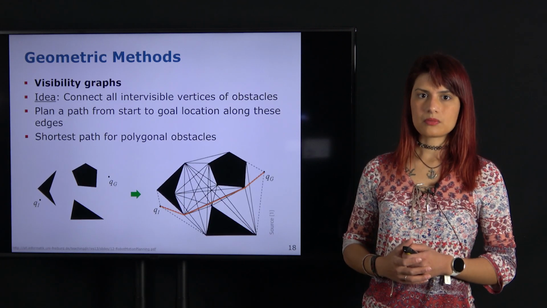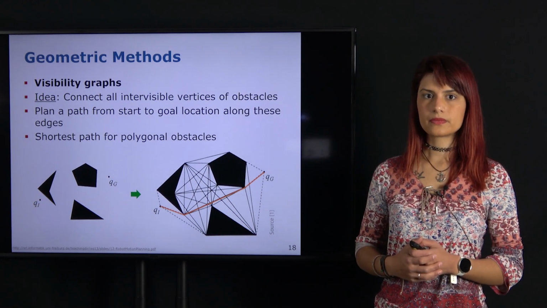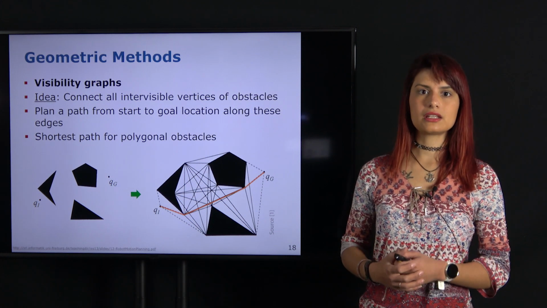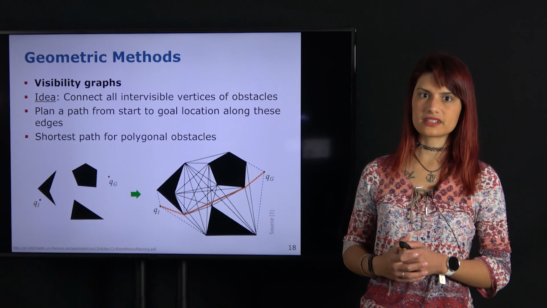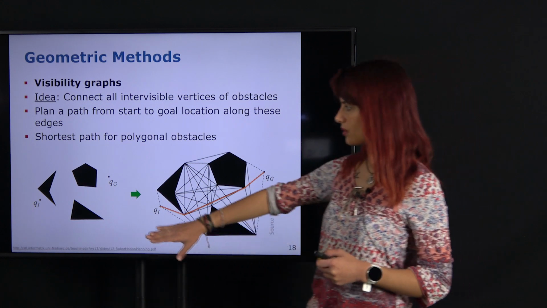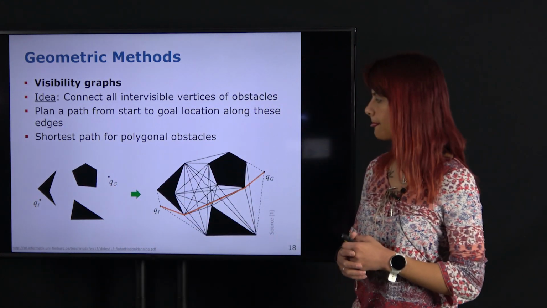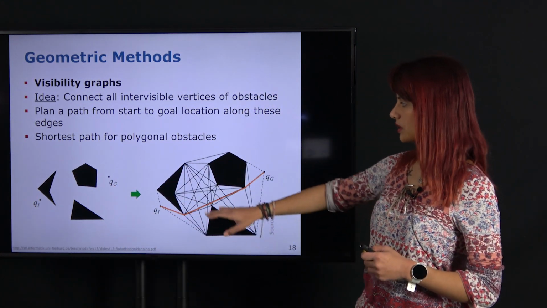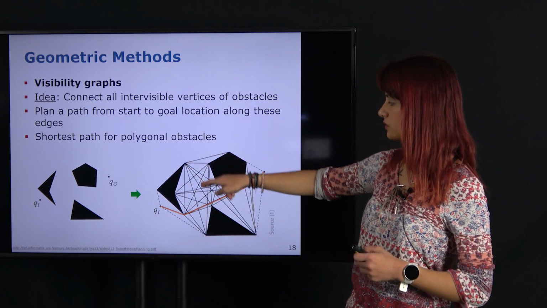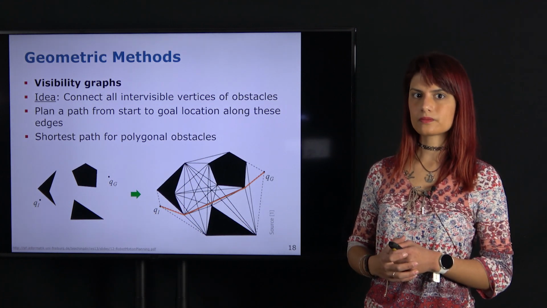A common example of geometric methods is the visibility graph. This is a planning method which originated relatively early in robotics in the 70s. The basic idea is to look at all the obstacles in the environment, for example, these 3 polygons. For each of the obstacles, we look at their vertices, and then we simply connect them to the vertices of all other obstacles that are visible.